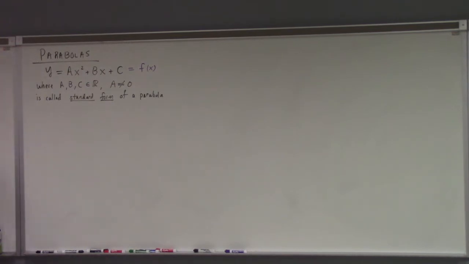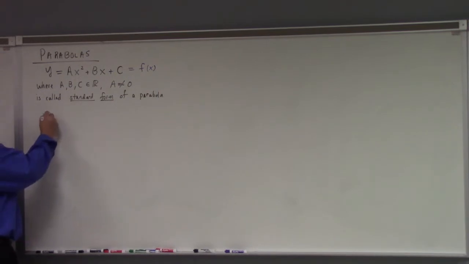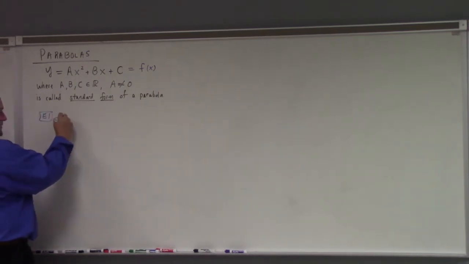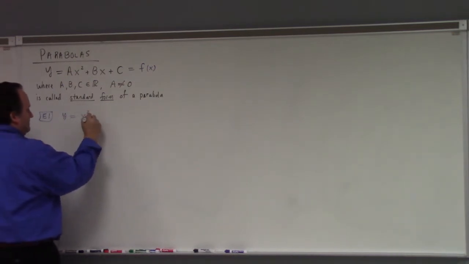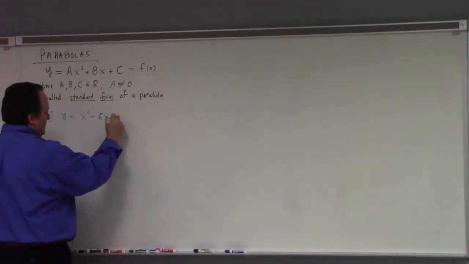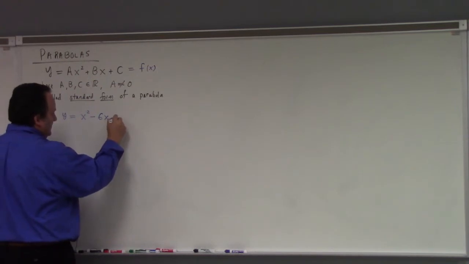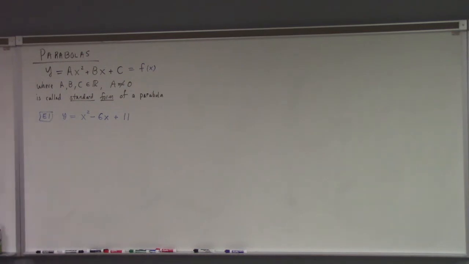So I'm going to resist the temptation to give you the general story to start with, and instead I'm going to give you some examples, and my examples are going to emphasize the method. So here's my first example. y equals x squared minus 6x plus 11. Let's figure out how to graph this.